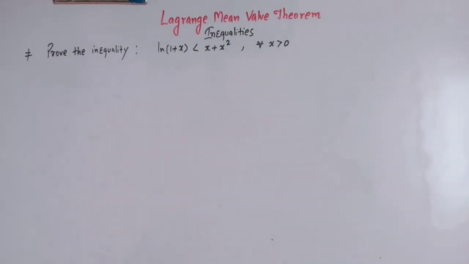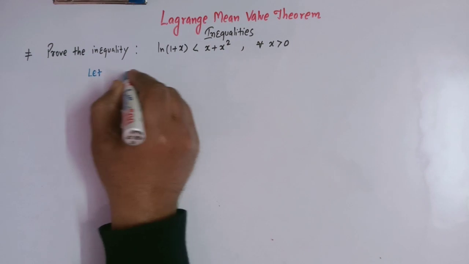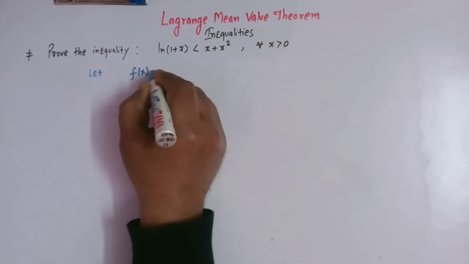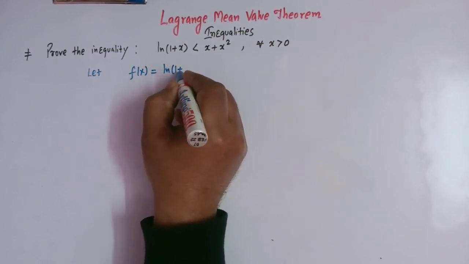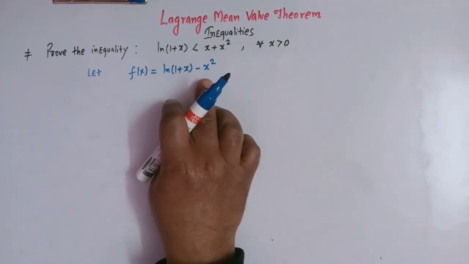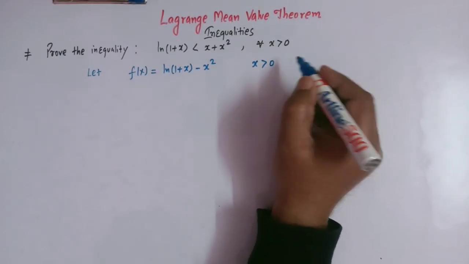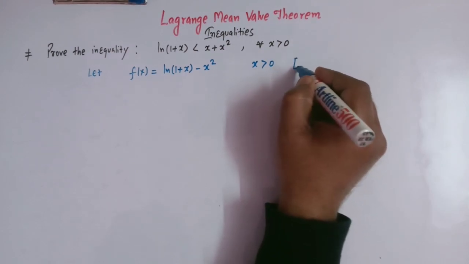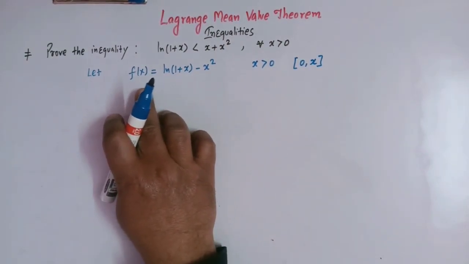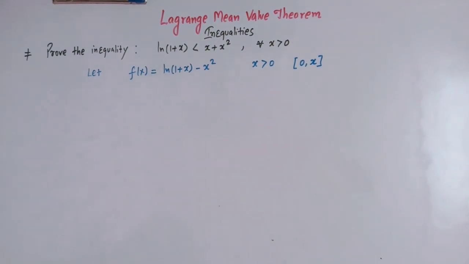So here we shall prove this inequality using the mean value theorem, right? So for mean value theorem, what we do, let us first assume an appropriate function. So here we'll assume the function f of x is equal to log of 1 plus x minus x square, right? And we define this function for all x greater than 0, and here we'll take an interval that is 0 to x, right? So here what we will do, we'll first try to satisfy the conditions of Lagrange's mean value theorem, right?